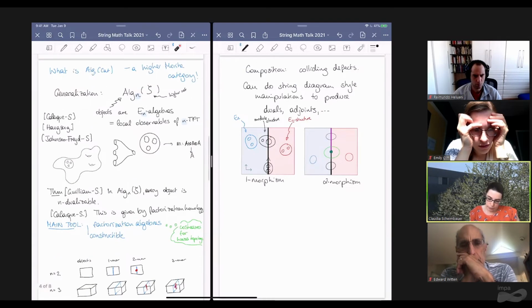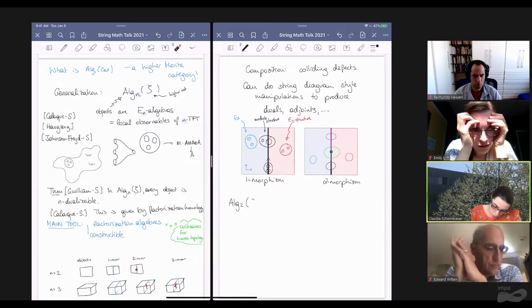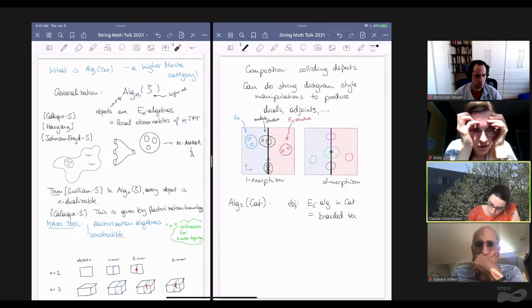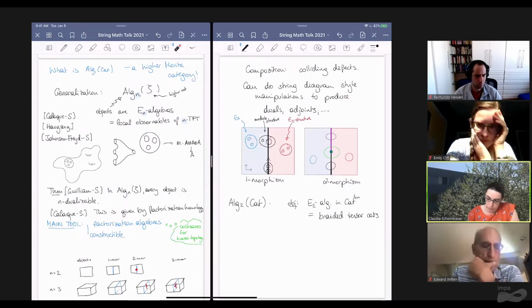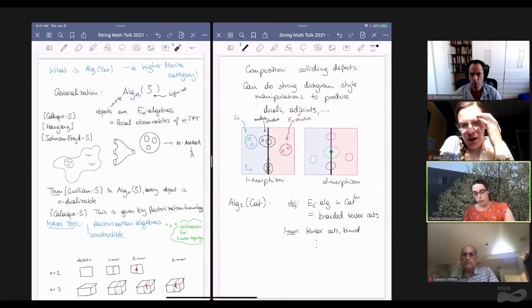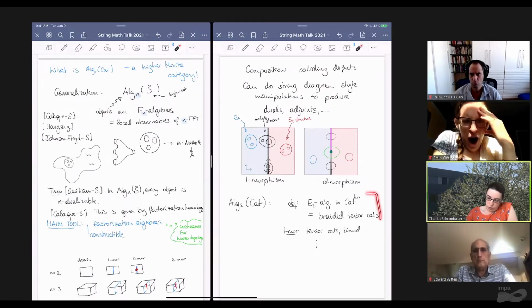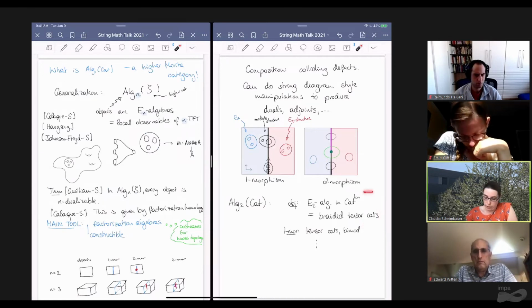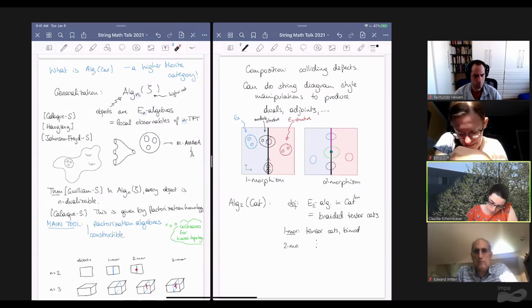So another example for n equals two, to match up with the pictures, will be alg2 of CAT, where my objects are these funny E2 things. But these are very familiar. These are just braided monoidal categories or braided tensor categories. And then one morphisms now would be tensor categories for bimodules and so on. So why I'm repeating this is because that naturally leads us to having a natural home for something else that pops up in TFT world, namely particular braided tensor categories or modular tensor categories, which will reappear later. So this goes on until three.